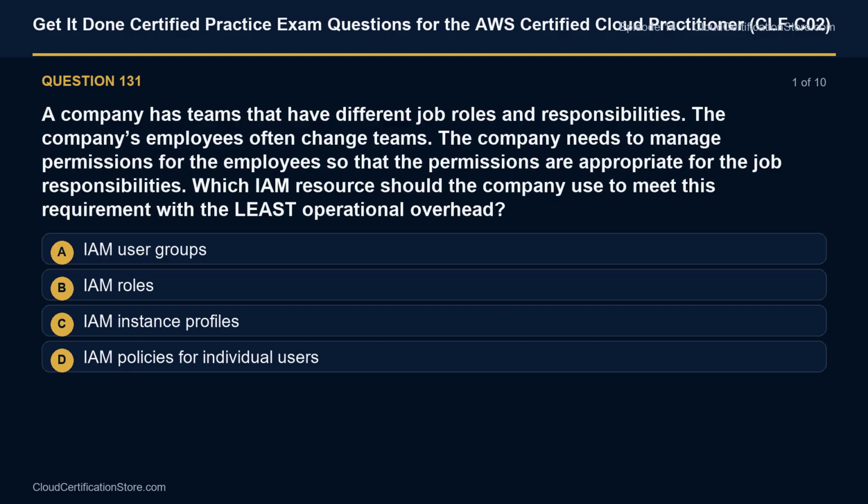A company has teams that have different job roles and responsibilities. The company's employees often change teams. The company needs to manage permissions for the employees so that the permissions are appropriate for the job responsibilities. Which IAM resource should the company use to meet this requirement with the least operational overhead?